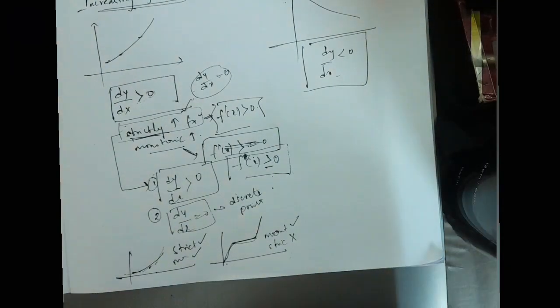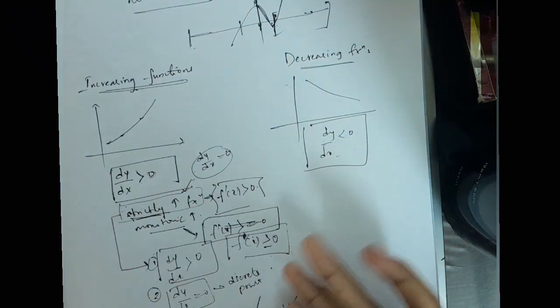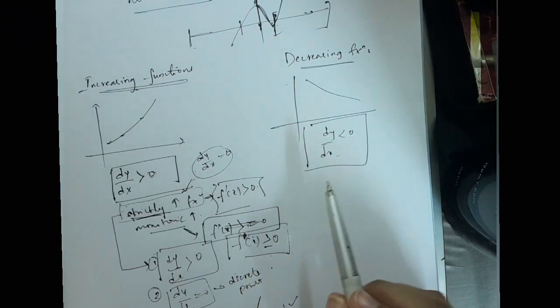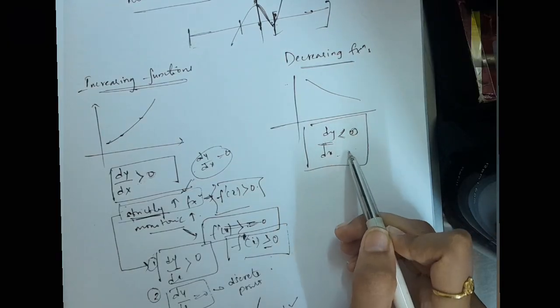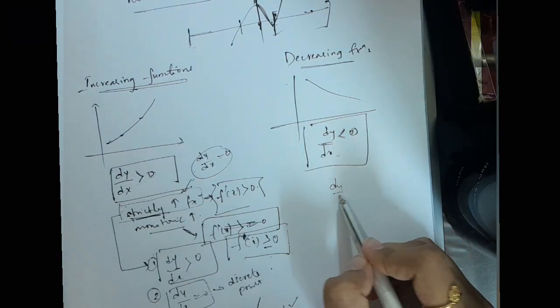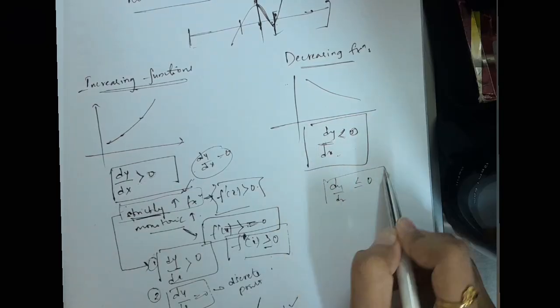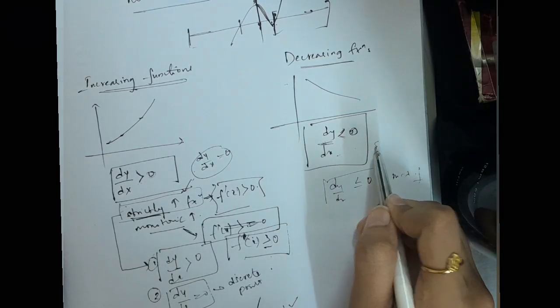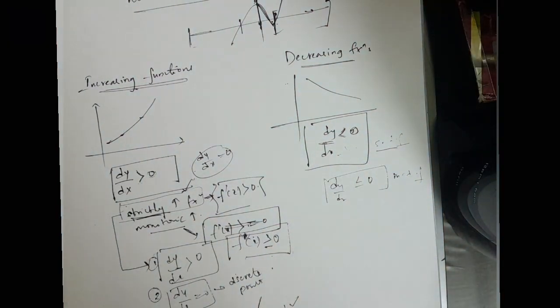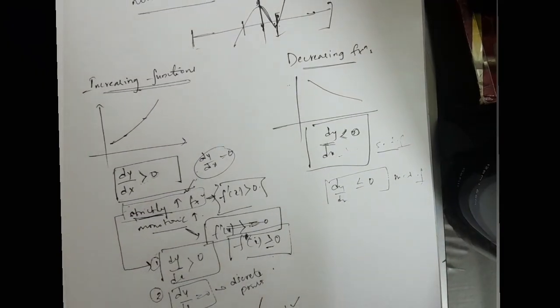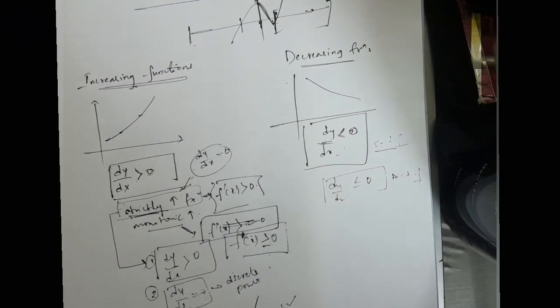That's for increasing functions. Similarly, you can get the idea for decreasing functions: when a function's slope is strictly negative, it's a strictly decreasing function, or if it's less than or equal to 0, that's a monotonically decreasing function. And obviously for strictly decreasing functions, the slope can be 0 at discrete points. However, if the slope is 0 for a given interval, then it is a monotonically decreasing function. That was increasing and decreasing functions.